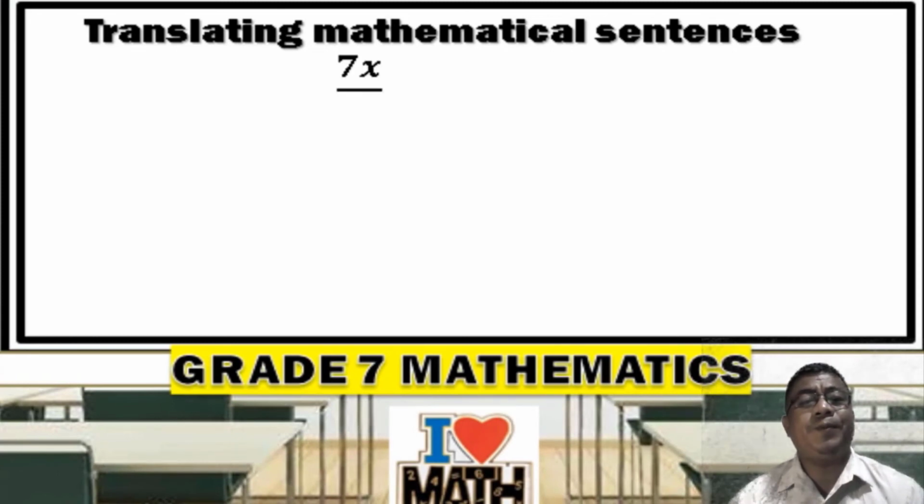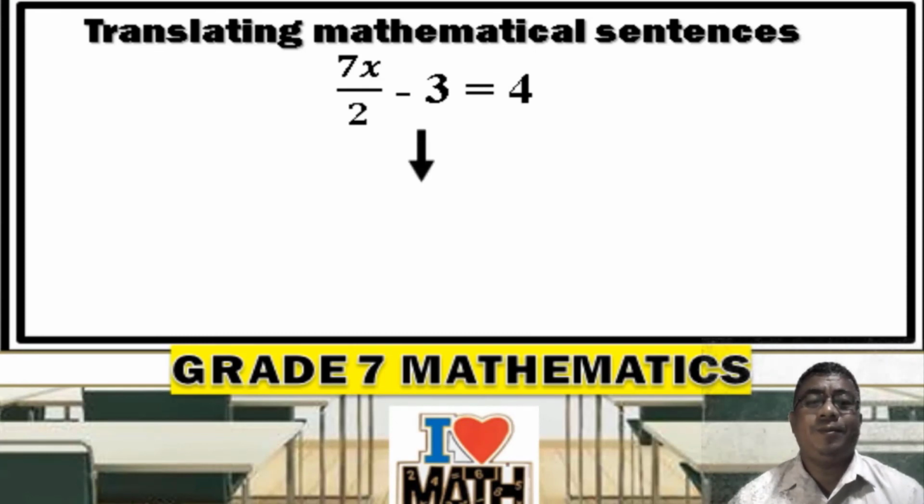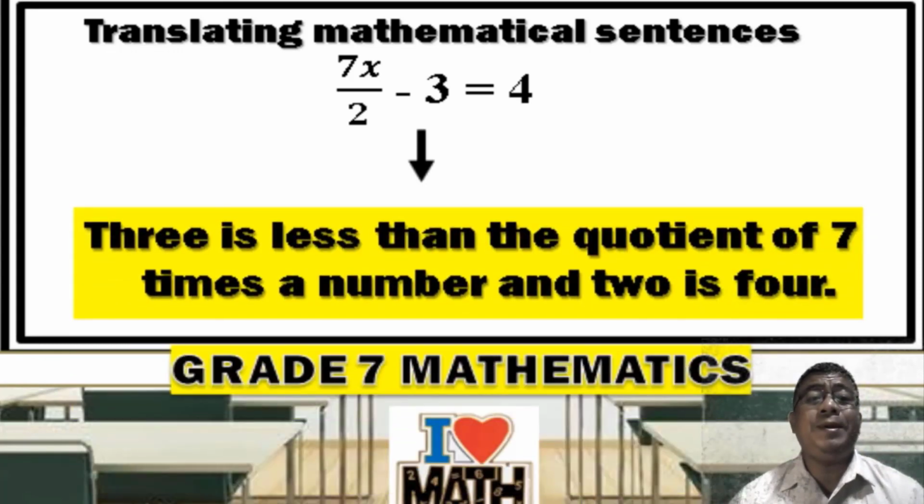Let's continue. 7x over 2 minus 3 equals 4. So we have 7 times a number over 2 minus 3 is equal to 4. Or we can also say 3 less than the quotient of 7 times a number and 2 is 4. So take note of that.